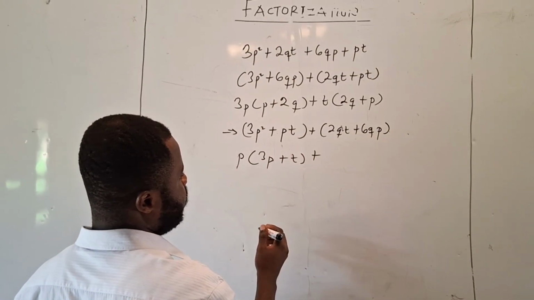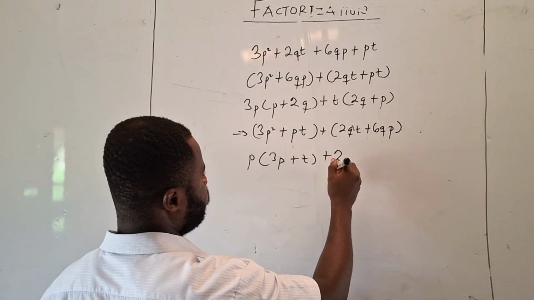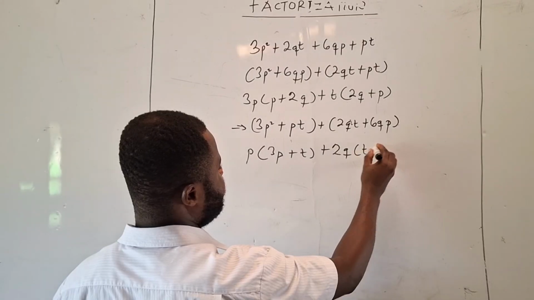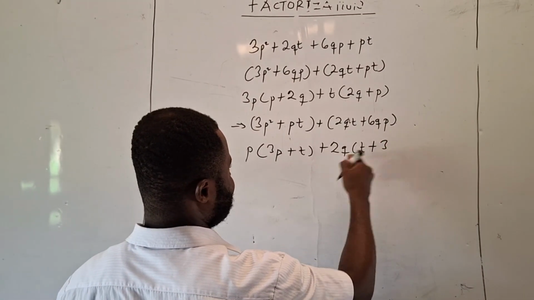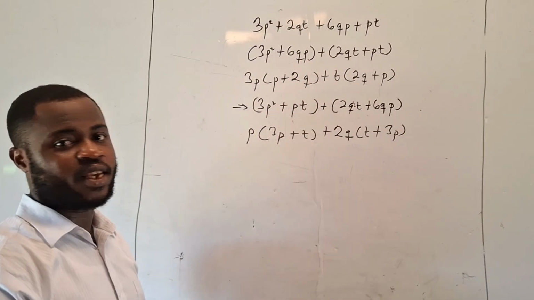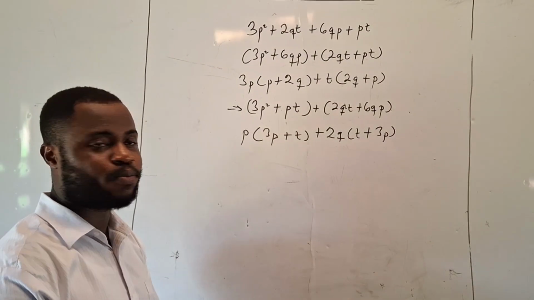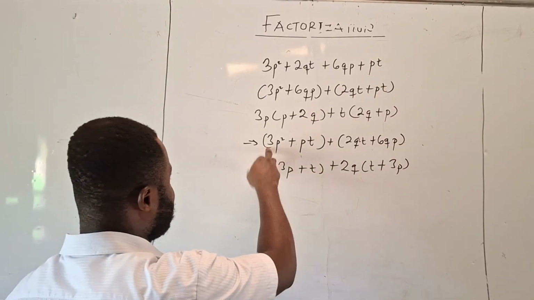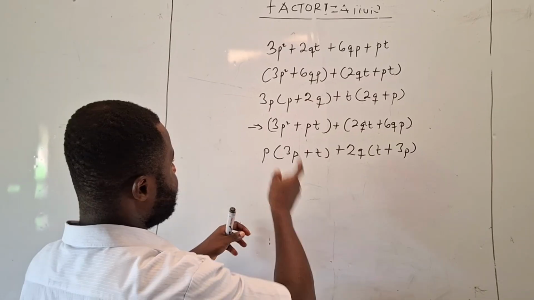Plus, the common factor here is 2. Then the letters can have our q. So we can have t plus, then here will give us 3p without q. Now what are we seeing here once again? 3p plus t. Then we are having t plus 3p. There's still a problem. So here we make this one come first. We can interchange it.